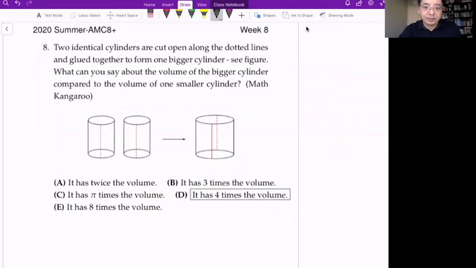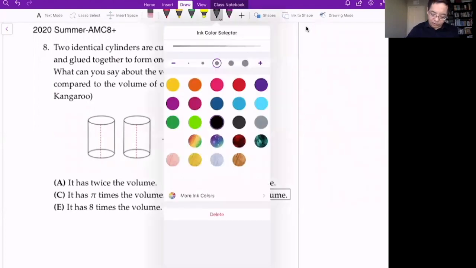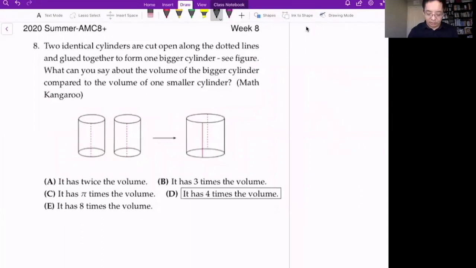Problem number 8. All right, so we start from two cylinders. These two cylinders are identical. Now we cut along a vertical line, and then we glue them together into a larger cylinder. What we need to figure out is the ratio between the volume of the big one and the smaller one. So first, let's recall how we calculate the volume of a cylinder.